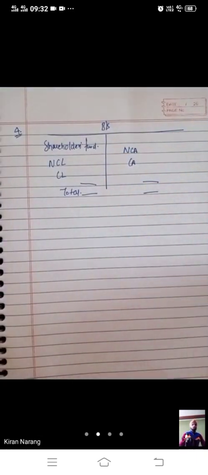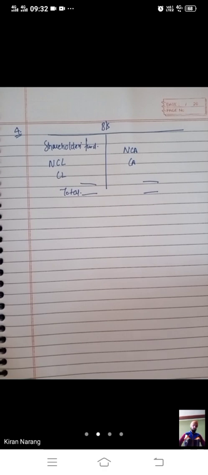Just have a look like this. Suppose this is a balance sheet. You know 3 items are included here. 3 major headings: shareholders fund, non-current liability, current liability. Total. Non-current assets, current assets, total. These are the major heads of the balance sheet.